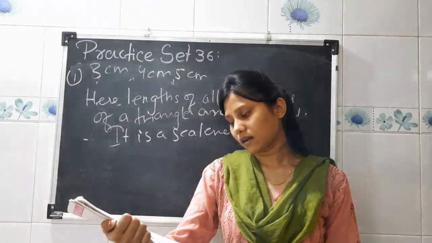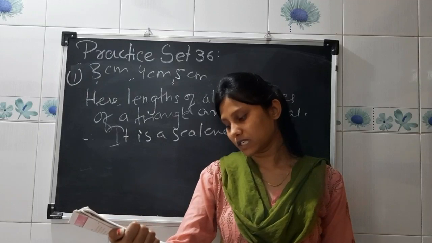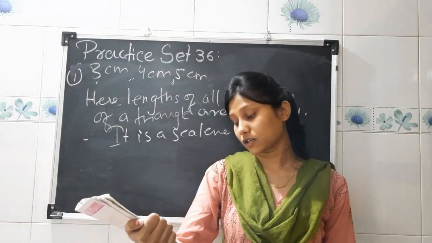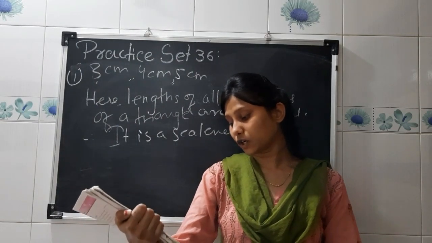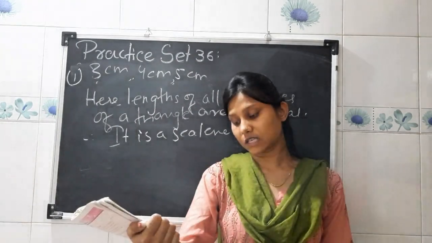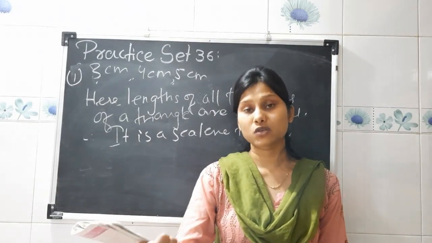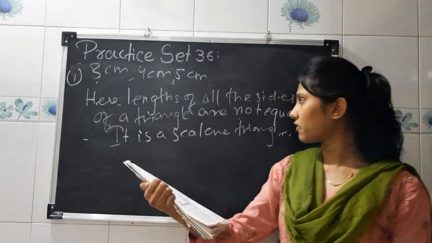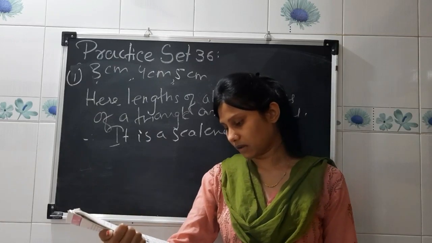So here in the second, 3.4 centimeter, 3.4 centimeter, 5 centimeter. See, the lengths of two sides are equal. That is 3.4 centimeter, 3.4 centimeter. So it is an isosceles triangle. So you have to write here, the lengths of two sides of a triangle are equal, so therefore it is an isosceles triangle.